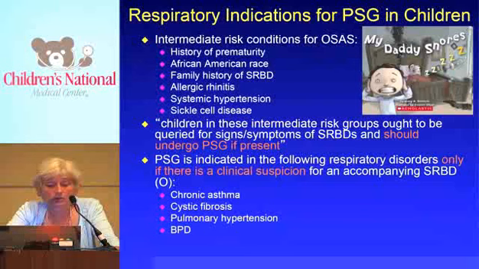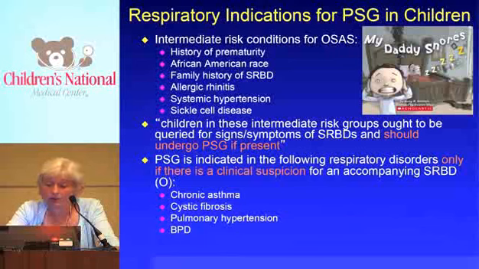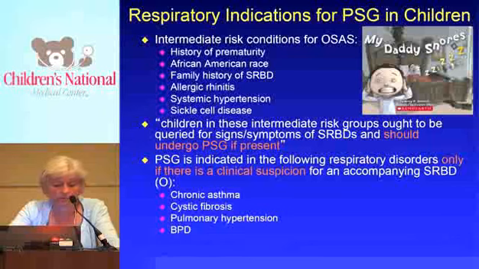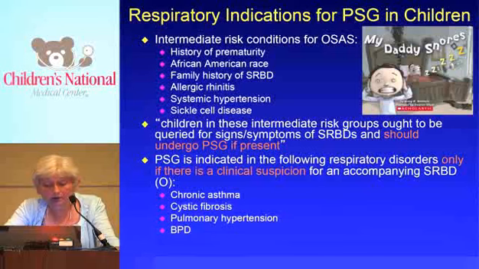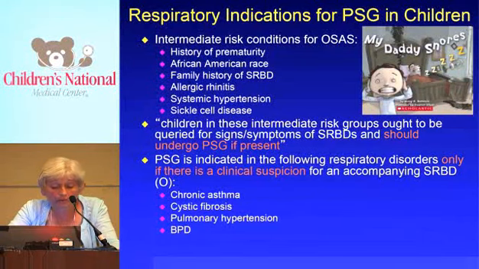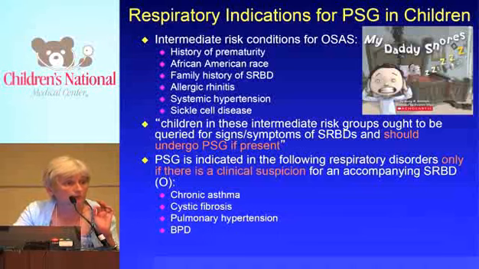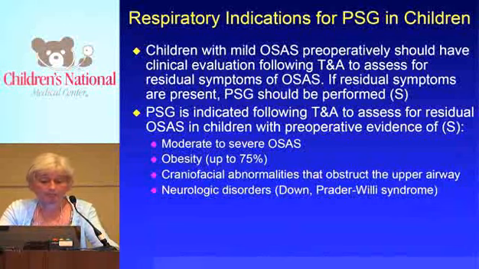Intermediate risk conditions include a history of prematurity, African American race, a family history of sleep-disordered breathing, and systemic hypertension. These children ought to be carefully questioned for signs and symptoms and should undergo PSG if present. PSG is also indicated in the following respiratory disorders: chronic asthma, CF, pulmonary hypertension, BPD, only if there is a clinical suspicion for accompanying sleep-disordered breathing.